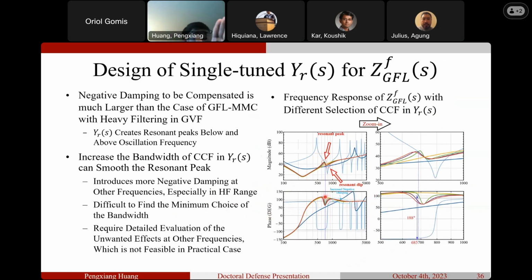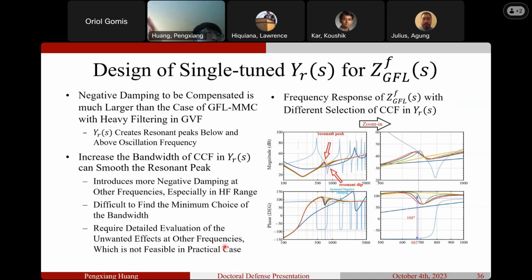So actually, the negative damping of the filtered MMC is really large. If you look at the YRS, it would introduce a resonant peak and resonant dip nearby the oscillation frequency. That could lead to a new intersection. It doesn't show in the previous 3 cases because in those cases, the negative damping is not too large.